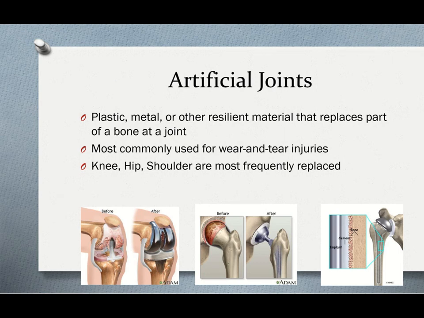The three most commonly replaced joints are the knee, the hip, and the shoulder, and there's some pictures down below of what that looks like. So they're just, part of the bone is removed. It's sawed off most of the time, and then a piece that fits into the bone canal is replaced in the same shape, and it allows for the joint to be used for decades longer.